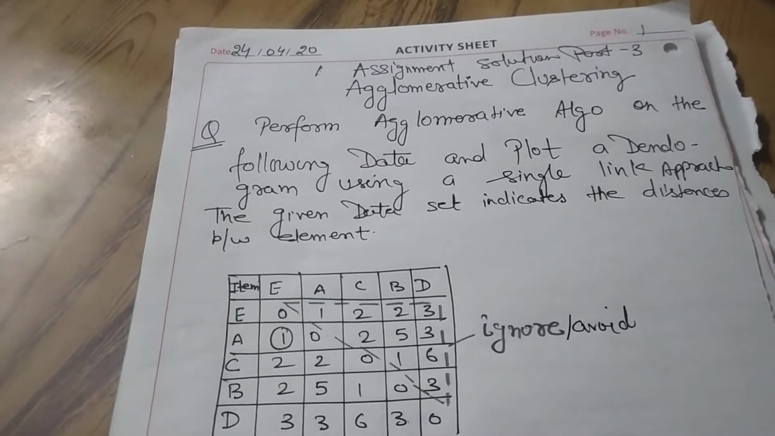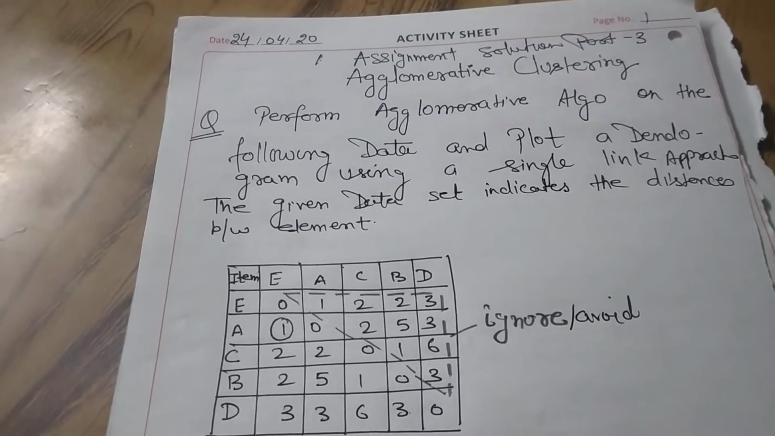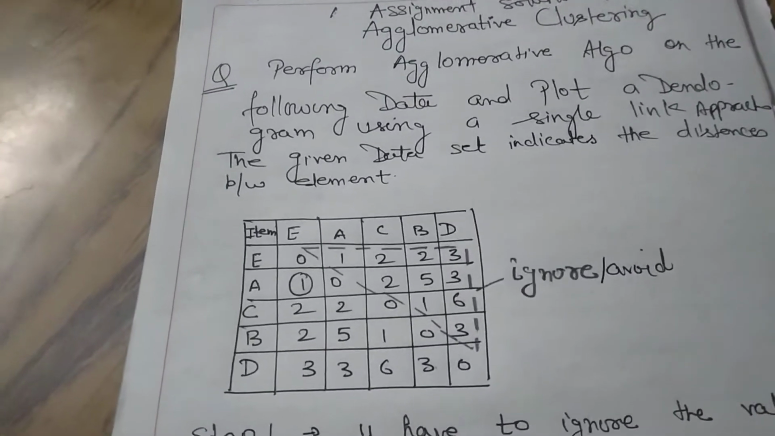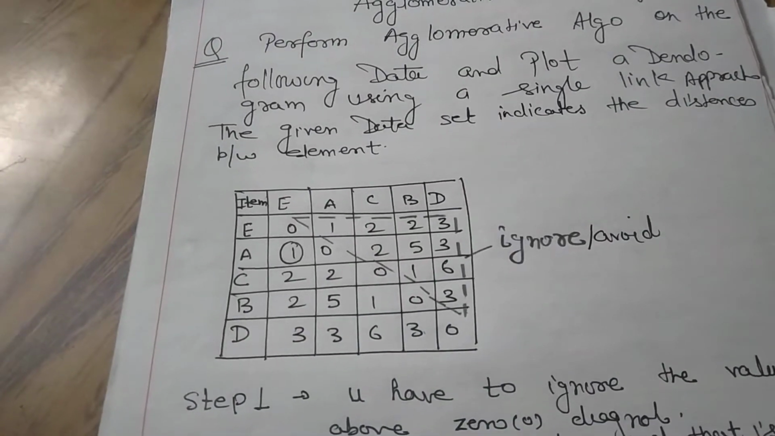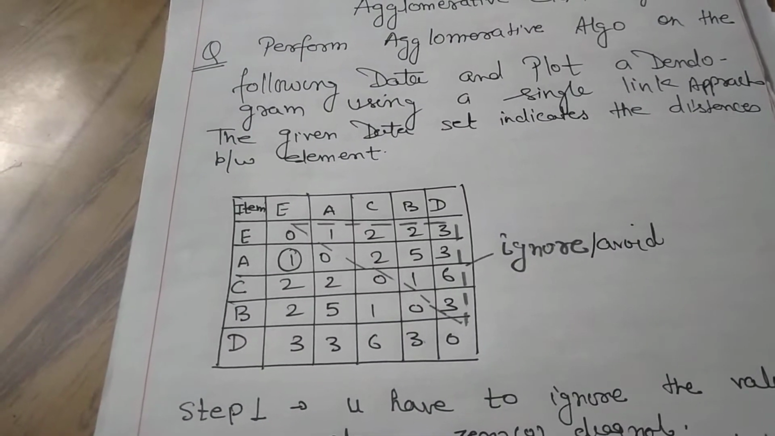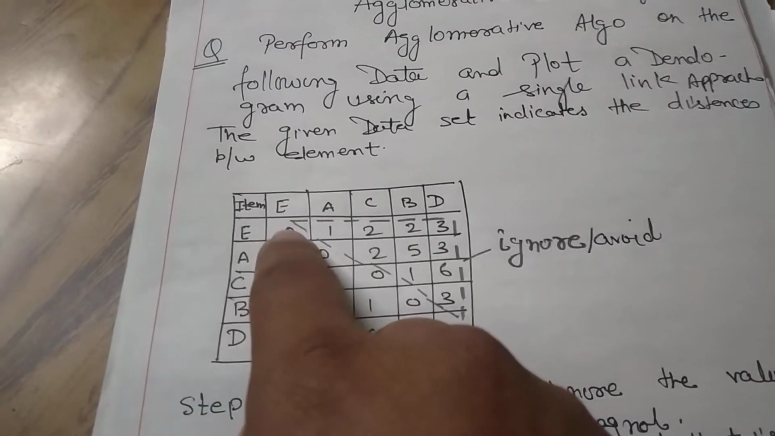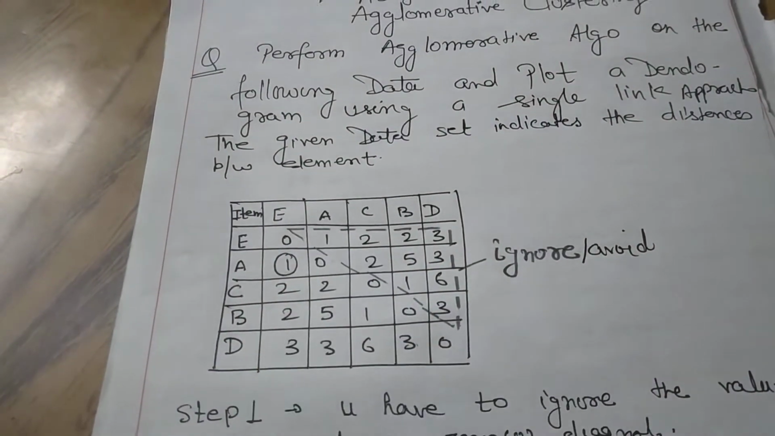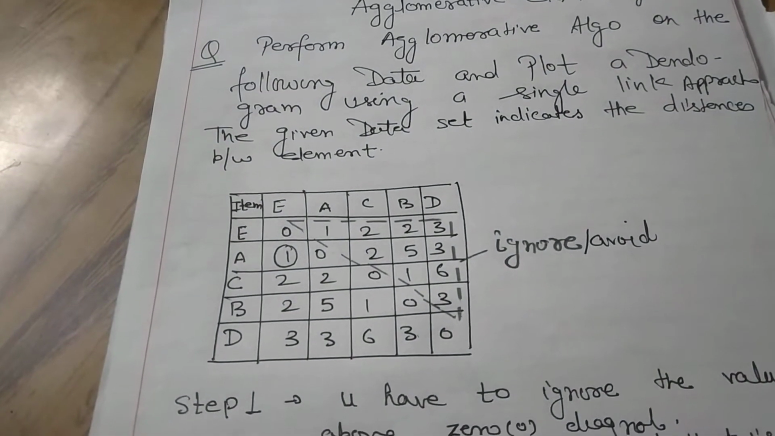The given dataset indicates the distance between elements. Here you have been given a matrix of distance values between elements. In this matrix, A, B, C, D, E are attributes, and here 0 is the distance between E and E. Okay, these are distances.